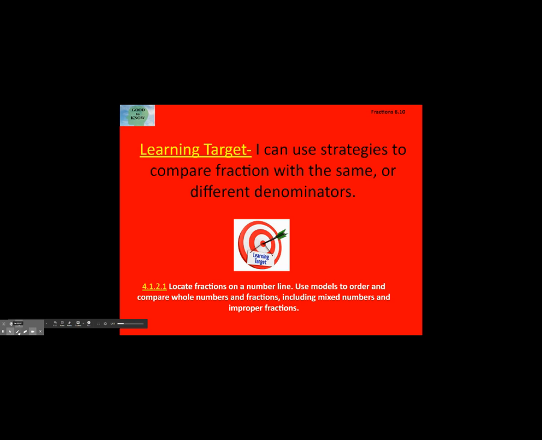Good morning. We're going to start in on this Monday morning with comparing fractions. We did that a little bit on Friday, and we're going to continue on with that today. Our target is we're going to use strategies to compare fractions with the same or different denominators.